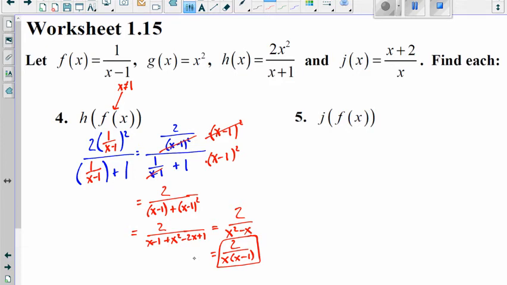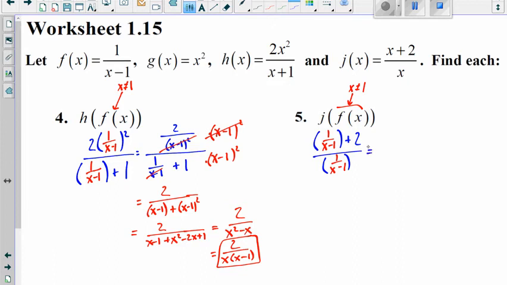If we do these backwards, j of f of x, just different ones, together, j says x plus 2 over x, so stuff plus 2 over stuff. And the f function inside says 1 over x minus 1. Complex fraction again, and we know x cannot be 1 at the end. We'll make sure of that.